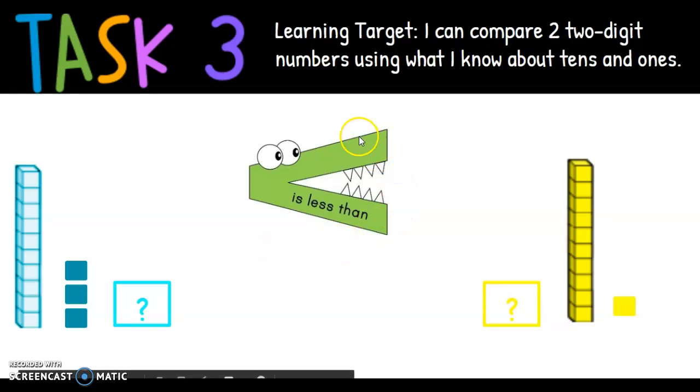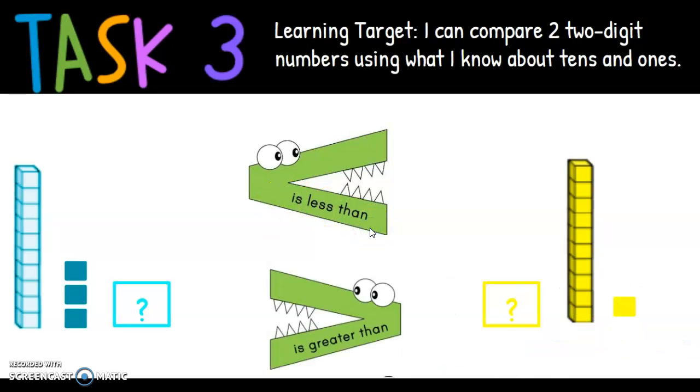This is the less than sign, and it simply looks like a V that's turned on its side. I have added the teeth, the eyeballs, and the words to help you remember and use the sign correctly. This is a less than sign, and then this guy is a greater than sign. He is facing the opposite way, and I've added the eyeballs and the teeth and the words to help you use him correctly. So let's talk about which one of these we would use to compare the turquoise and the yellow group.